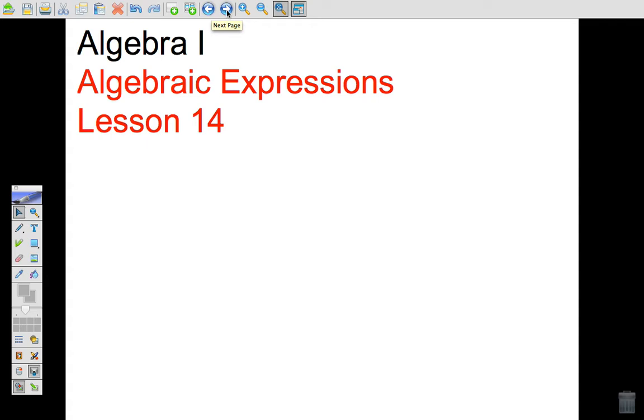Okay, lesson 14, what's it mean to evaluate an expression? So in other words, we're going to talk about algebraic expressions and what it means to evaluate an algebraic expression. First of all, what is an algebraic expression? Well, all an algebraic expression is, it's a combination of maybe numbers and letters.